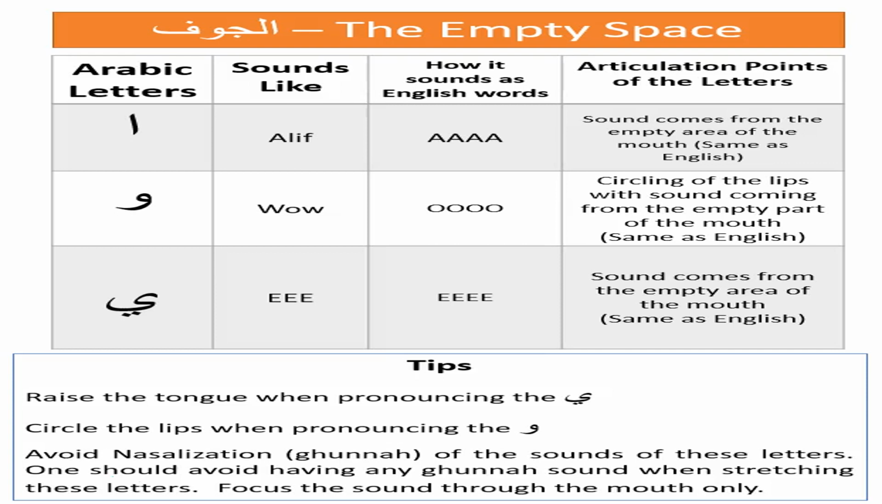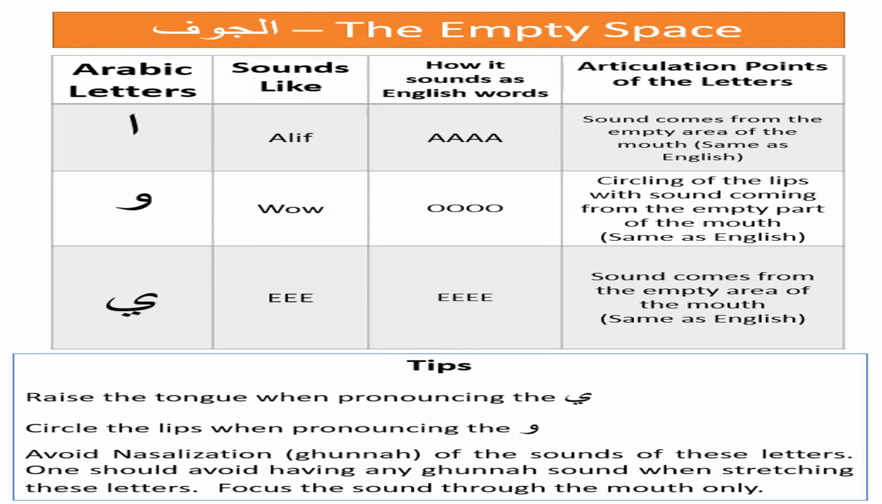But the waw has the sound of oo. It's very important that there is a circling of the lips with the sound coming from the empty space of the mouth. Now there must be a circling of the lips, remember. So there has to be a circle shape. And the ya is ee. So the sound comes from the empty space of the mouth.